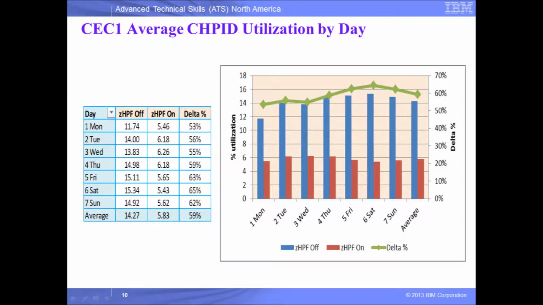The chart on the right side is a graphical illustration of the table chart on the left. The x-axis is the day of the week. The left y-axis is the percent channel utilization. Here, the percent channel utilization for the zHPF off is shown as a blue bar, and the zHPF on is shown as a red bar. The right y-axis is the delta percentage and is shown on the chart as a green line.